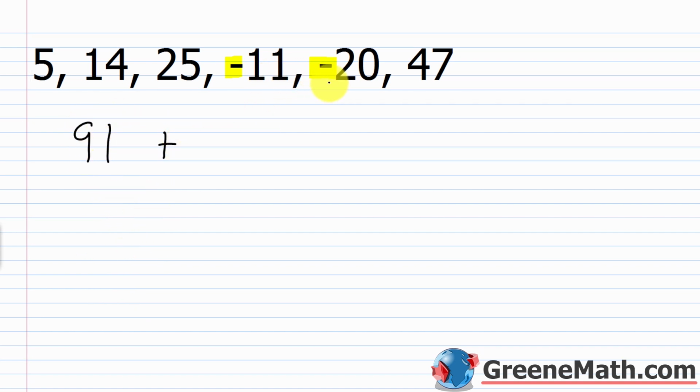So then 91 plus, I have a negative 11 and a negative 20. Negative plus negative is negative, and then 11 plus 20 is 31. So 91 plus negative 31. Now I can almost do this in my head. If I have a positive 91 and I'm adding a negative 31, it's the same thing as if I had 91 minus 31. So that's just 60, right? You can mentally do that as 1 minus 1 is 0, 9 minus 3 is 6. Very, very easy to do.